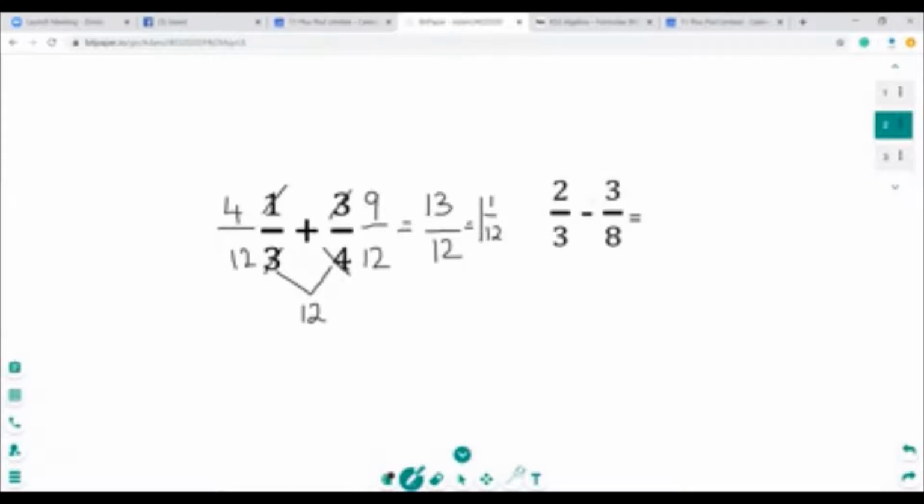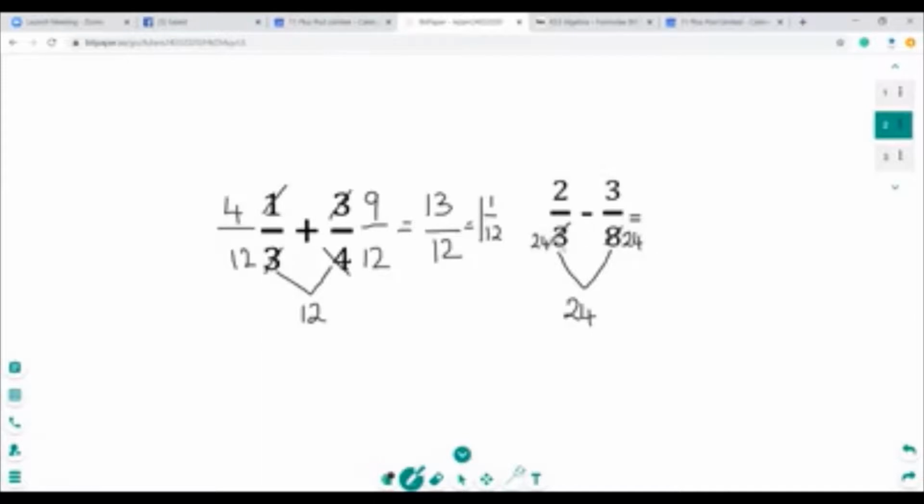Subtraction is the same as addition. We need to get the same denominators before we can subtract fractions. So if we look here, we have 3 and 8. We can do 3 times 8, which gives us 24. This means we need to change the denominators on both these fractions to 24. So we'll do that now.